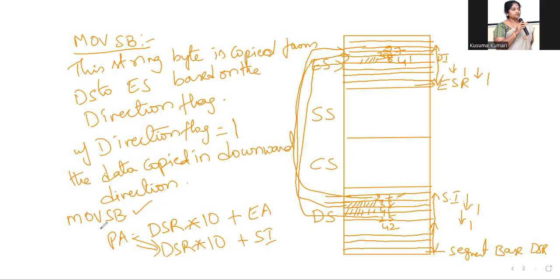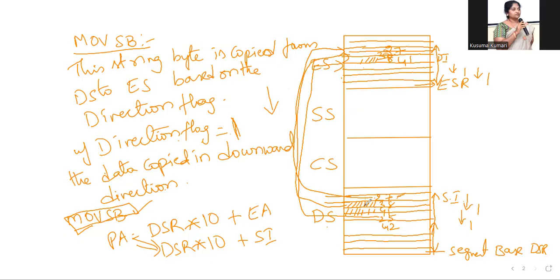Okay, so with this single instruction, all the bytes are copied from data segment to extra segment based on the direction flag. If the direction flag is equal to 1, then what happens? The data is copied in the downward direction. That means the topmost memory location is copied first, and then the source index register contents are decremented by 1, and the destination index contents are decremented by 1.